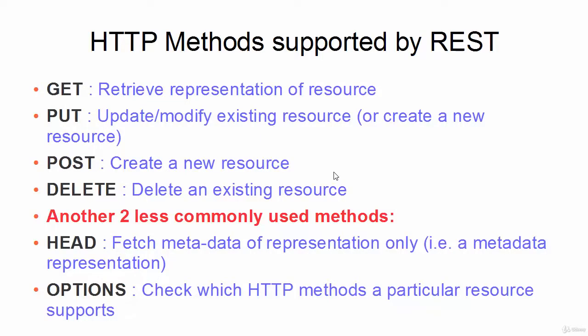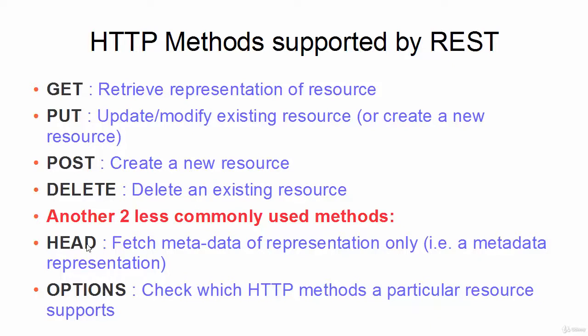Now let's discuss the HTTP methods supported by REST. These are some of the most important methods supported by the REST architecture. You have GET, which is used to retrieve a representation of a resource. You have the PUT method to update or modify existing resources, and in some special cases we use PUT to create a new resource also. Now we have POST to create a new resource and the DELETE method to delete an existing resource.